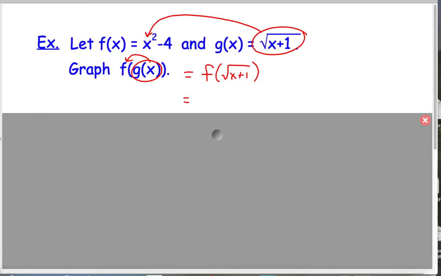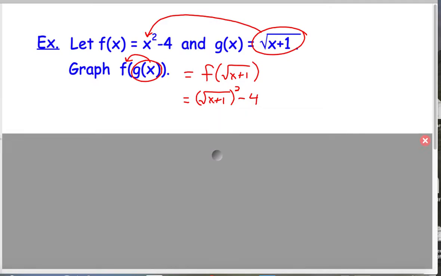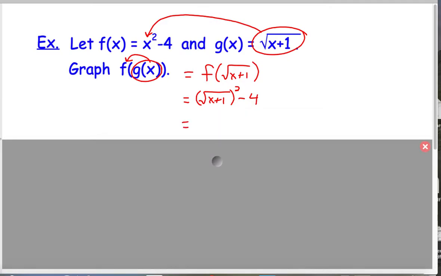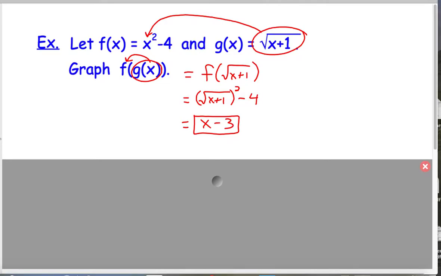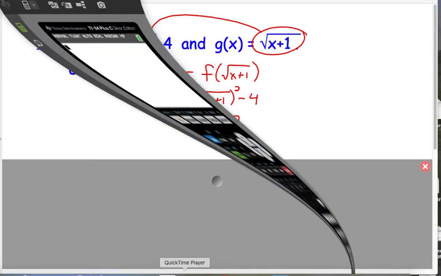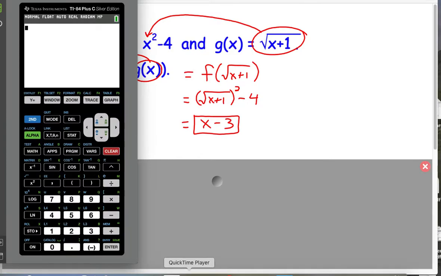And then when I plug that in, I'm going to take that square root of x plus 1, and f squares that input and then subtracts 4. And so when I square it, that cancels the square root, and we're left with x plus 1 minus 4. And then we simplify and we get x minus 3. Now before I try and graph that, let's take a look at the calculator, and let me show you how you can do composition on a calculator.